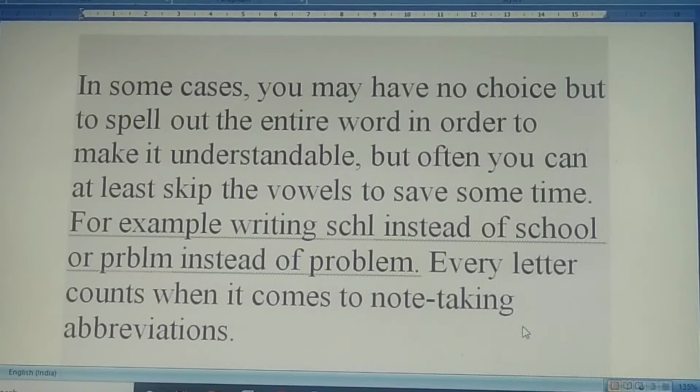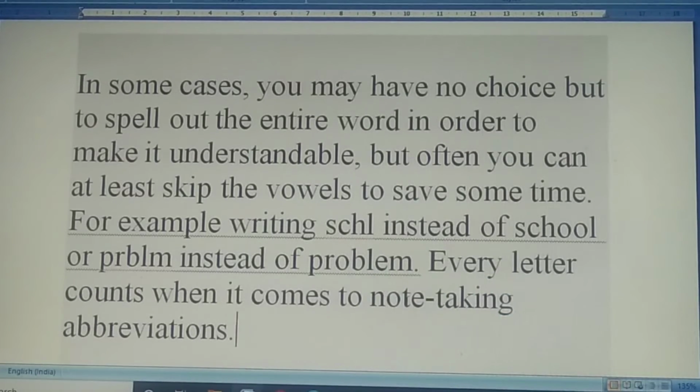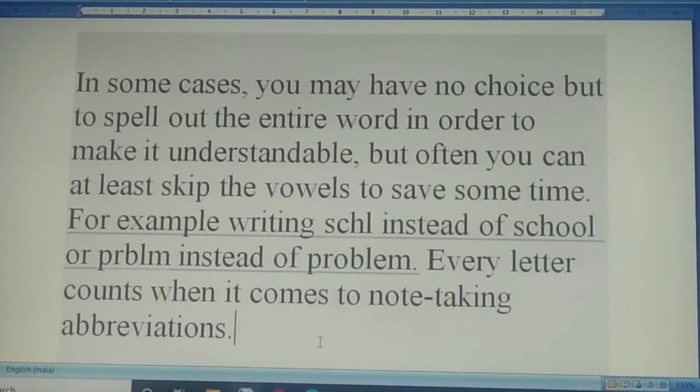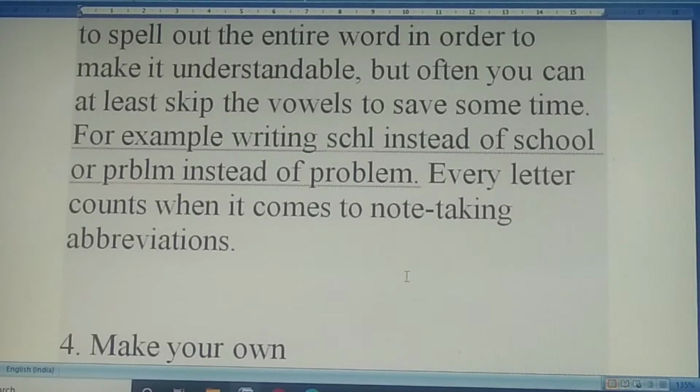So what have we done here in these two words? We have skipped the vowels. In school, we have skipped the double O. In problem, we have skipped O and E. PR, O we have skipped, and BL, E we have skipped. So, two vowels we have skipped in problem. So, that saves time actually. Every letter counts when it comes to note taking abbreviations.